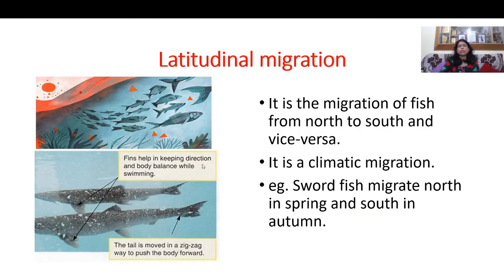Latitudinal migration is the migration of fish from north to south and south to north. You can see here the migration of the fishes, and the fins help in keeping direction and body balance while swimming, and the tail is moved in a zigzag way to push the body forward. The example is also swordfish. It migrates north in spring and south in autumn.